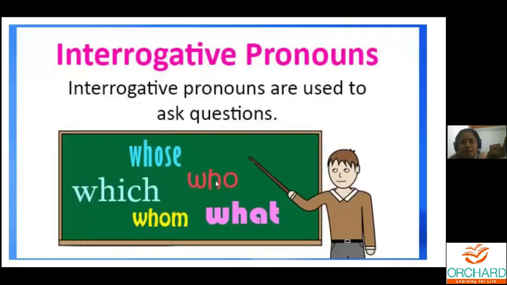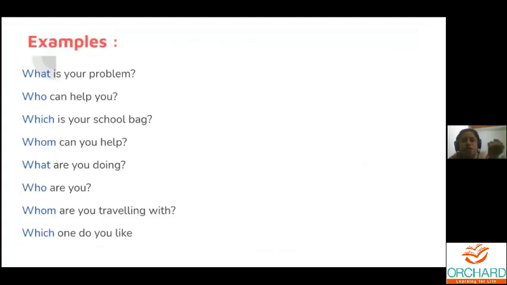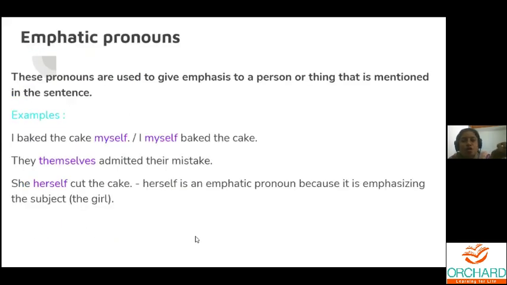Yes? Okay. Interrogative pronouns: whose, which, who, whom, and what. So interrogative pronouns are used to ask questions. Who can help you? What is your problem? What are you doing? Who are you? Whom are you traveling with? Which one do you like? Yes? These are all interrogative pronouns.